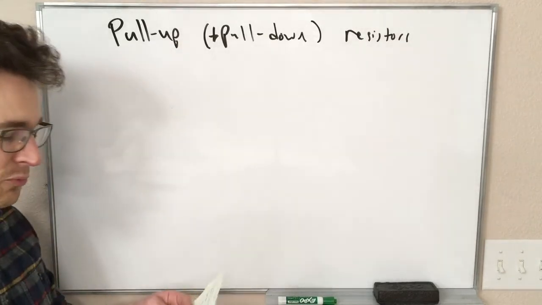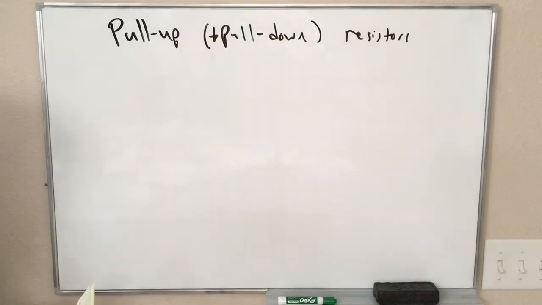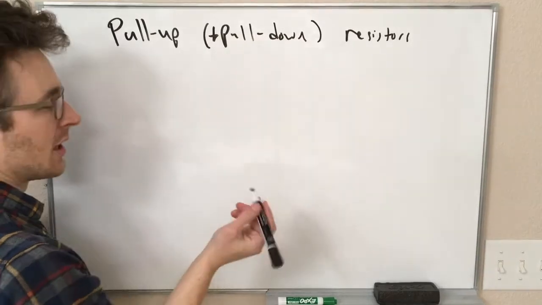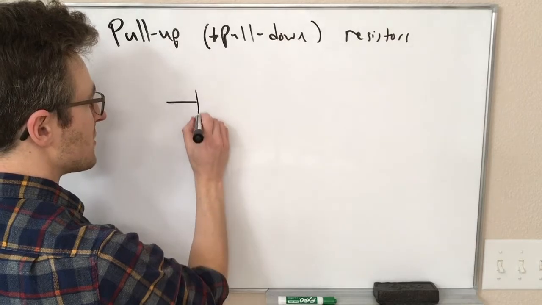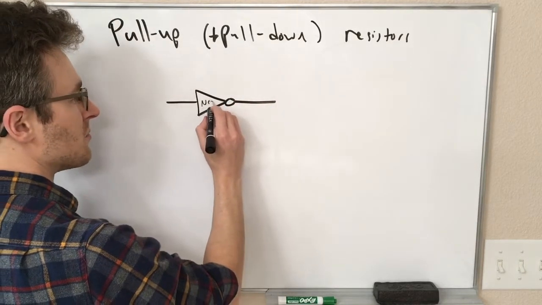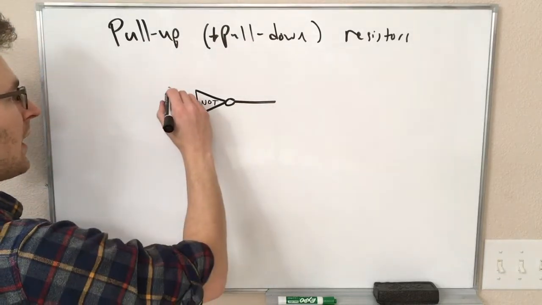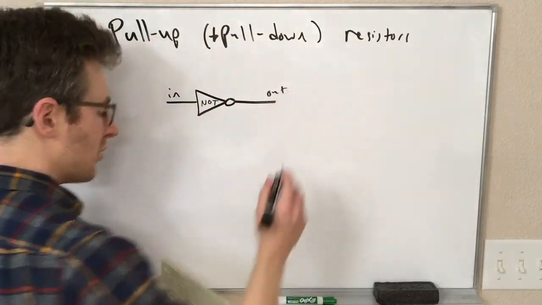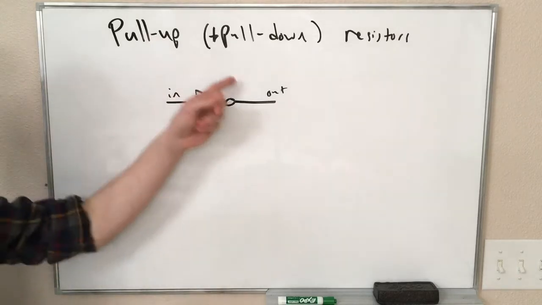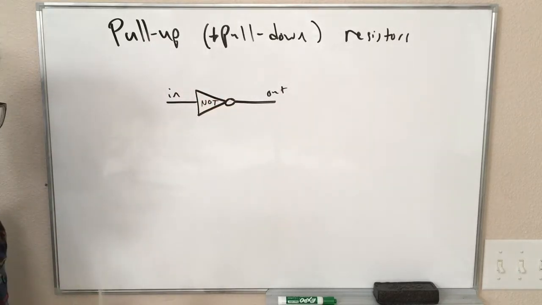So to illustrate the idea of pull-up and pull-down resistors, we'll start with an example. Let's say I have a logic gate that I want to drive, and we'll just make this an inverter to keep this very simple. So here's my inverter. This is my NOT gate, and I have an input over here and an output over here.